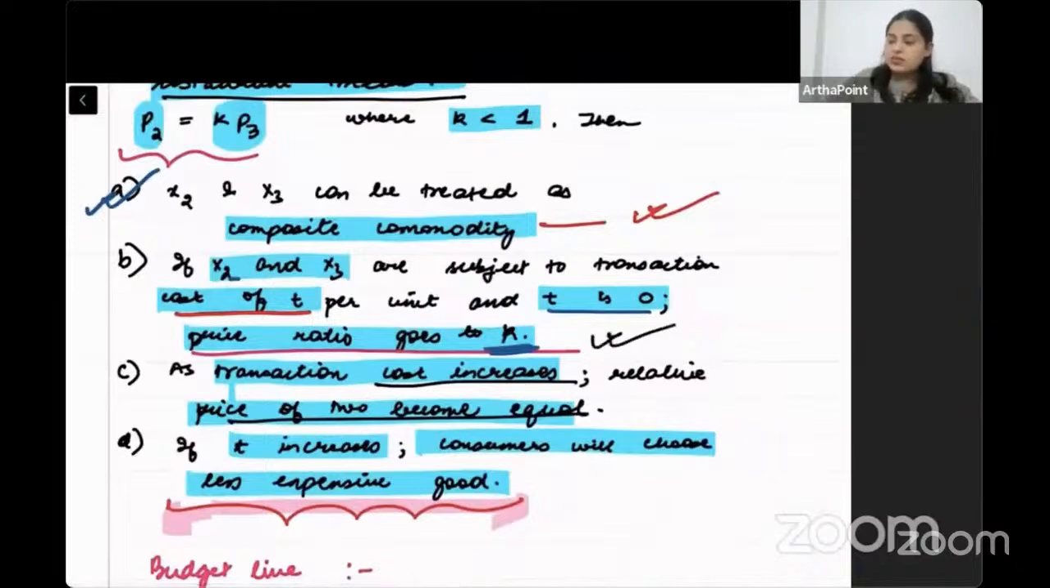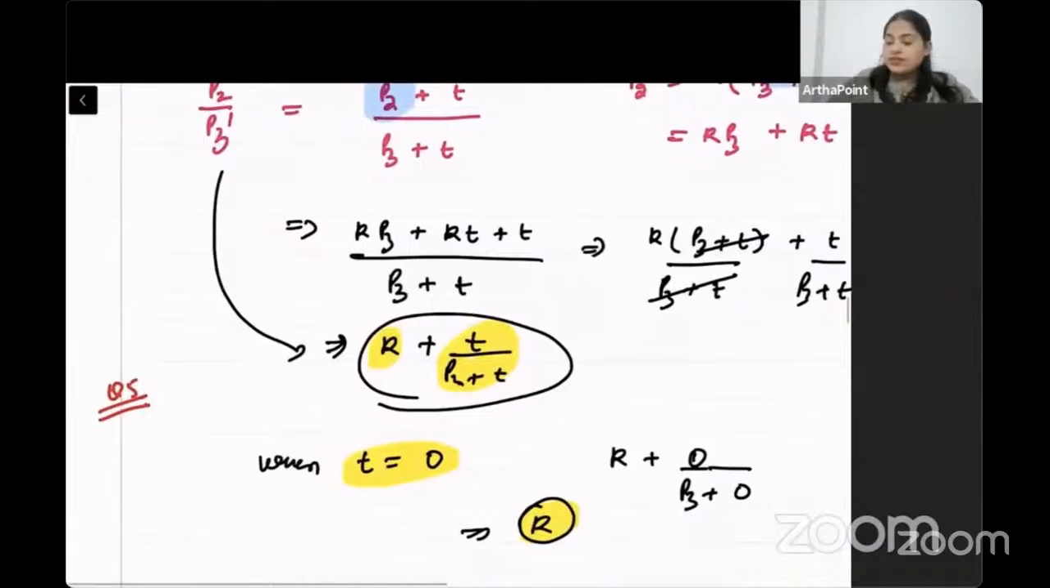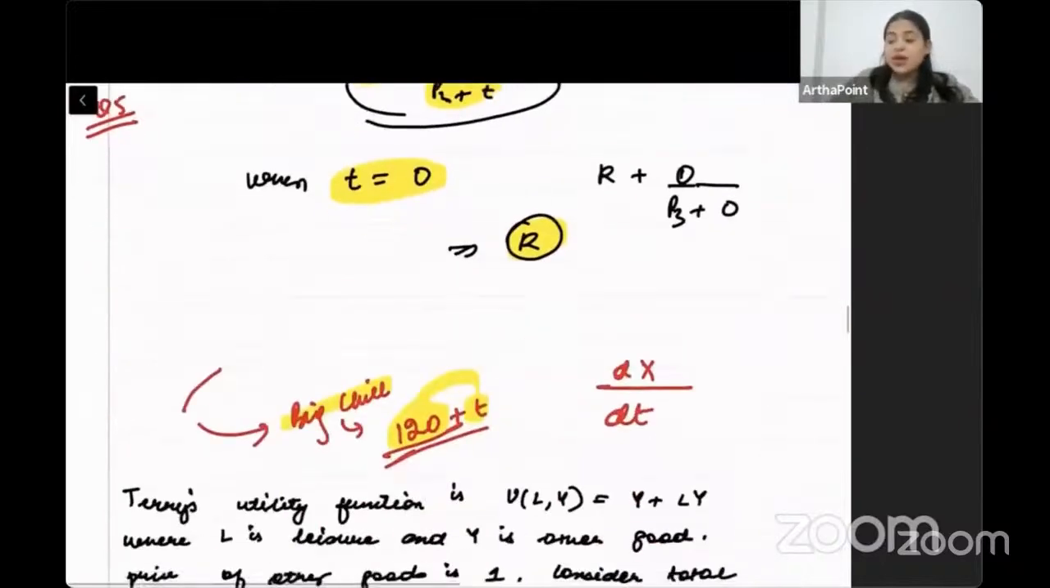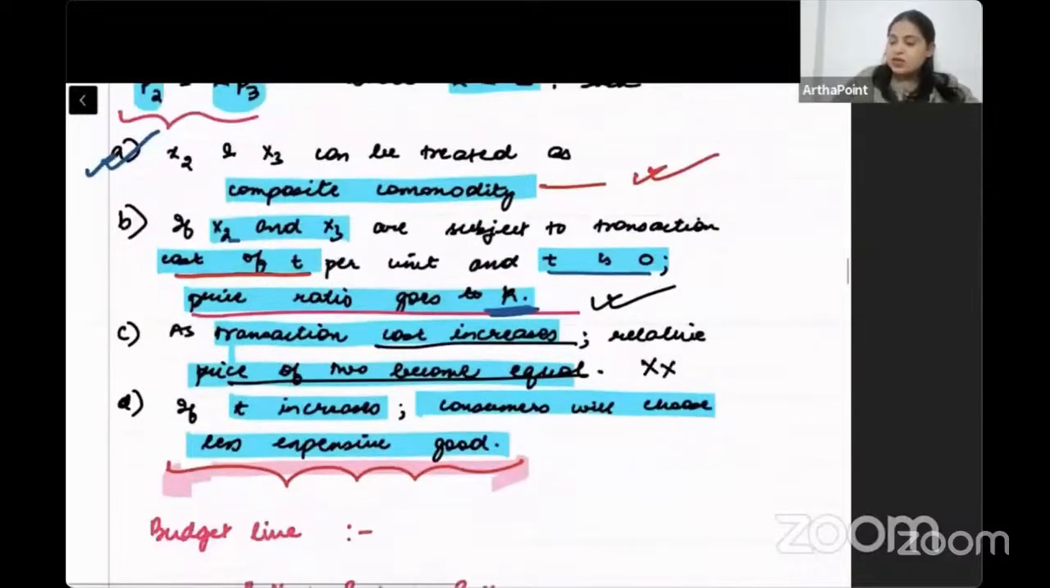B is correct: as transaction cost increases, relative prices become equal. No, they are not becoming equal. The relative price was coming as k plus 1 in that case, so they are not equal. That is incorrect. And as t increases, the consumer will choose the less expensive good? We cannot comment.